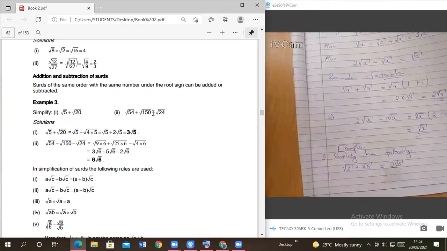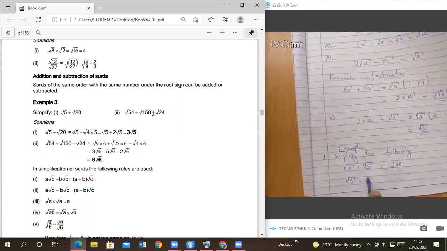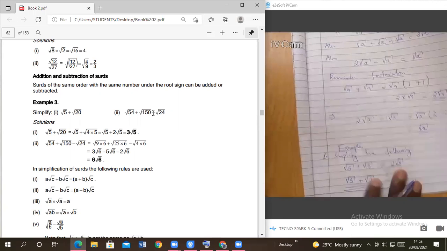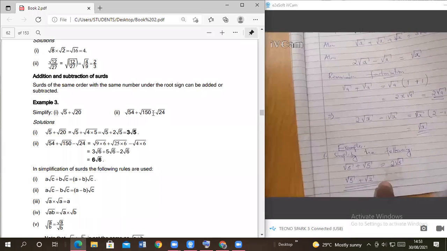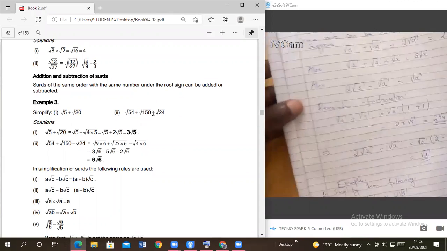For you to add or to subtract, the number under the square root must be the same. If there is 5 here, there must also be 5. But you cannot add root of 5 plus root of 2. If you have root of 5 plus root of 2, you leave it as the answer, because the numbers under the square root are not the same.